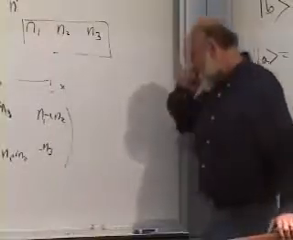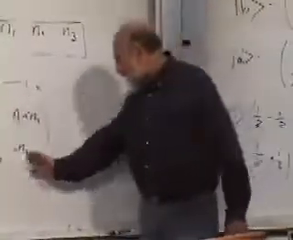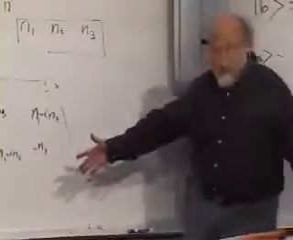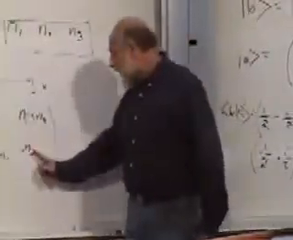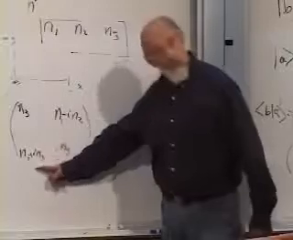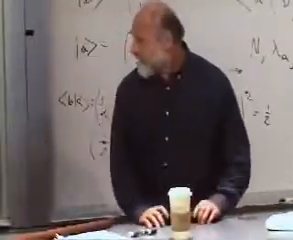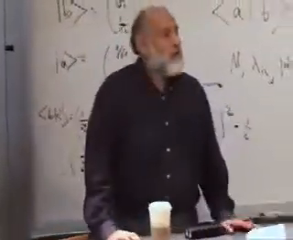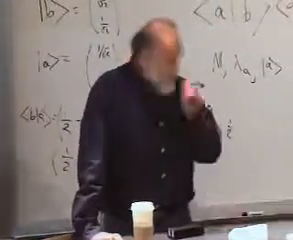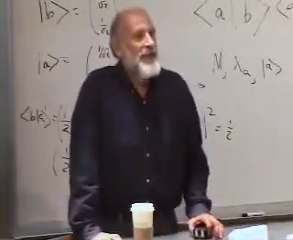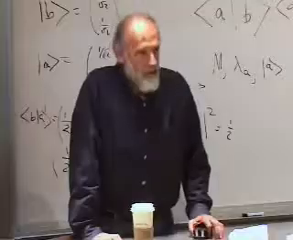n3 on the diagonal, minus n3, n1 minus i n2. Is this Hermitian? Yes, it's Hermitian. Real, real, and this one's the complex conjugate of this. So it's Hermitian. Is its square equal to 1? Oh, what's that? Well, it's a unit vector. n is any unit vector.